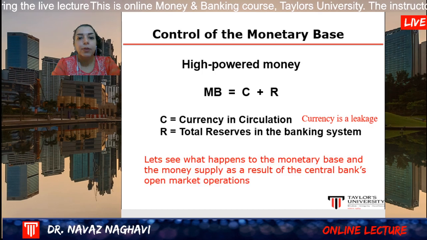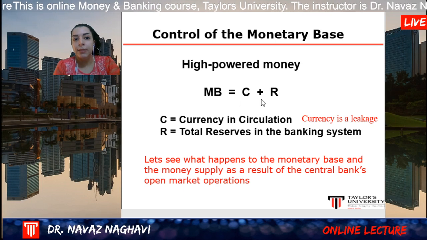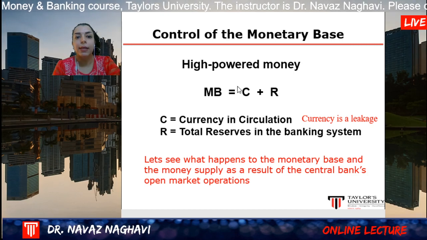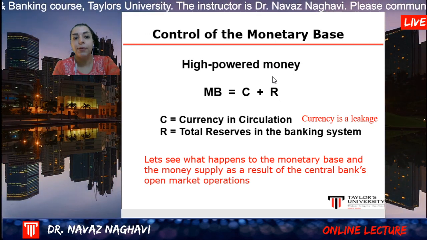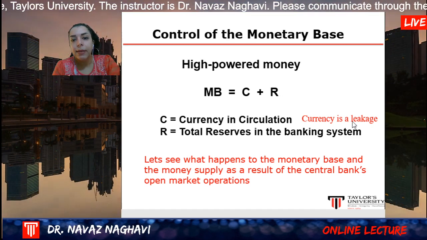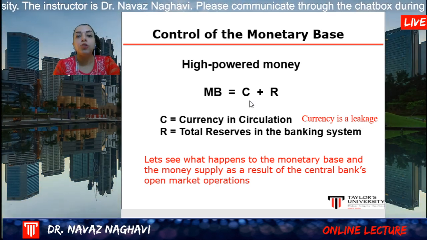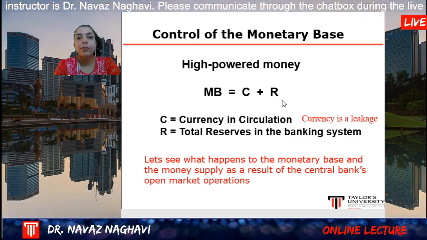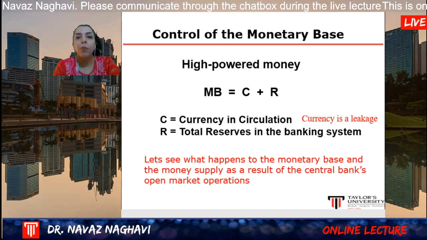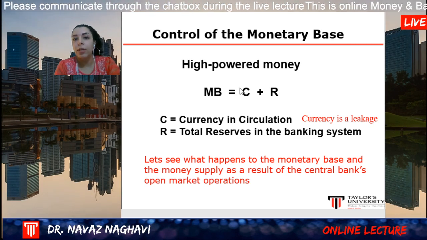Then this is the part that we discussed about high-powered money, that was the liability side. That's why we call it MB, monetary base, or high-powered money, which is currency in circulation plus the reserve, the total reserve of the banking system. So do remember this phrase that currency is a leakage. Later on, we'll get back to this because we want to show you that this reserve, which is the main component of the monetary base, is making money to be multiplied. However, the amount of the currency in circulation will remain the same.